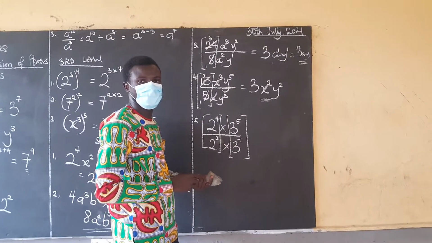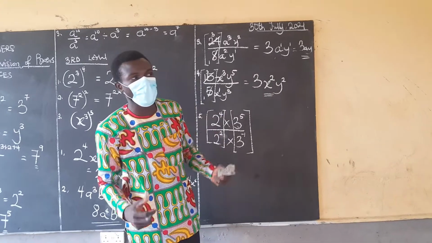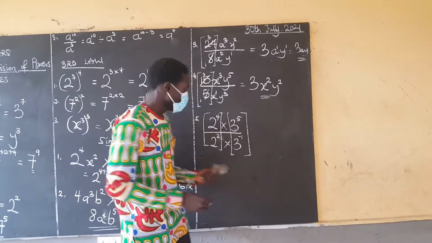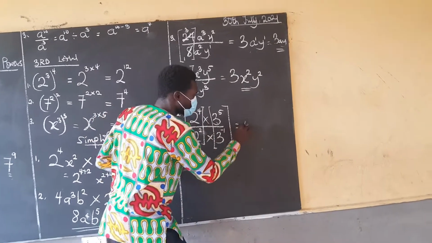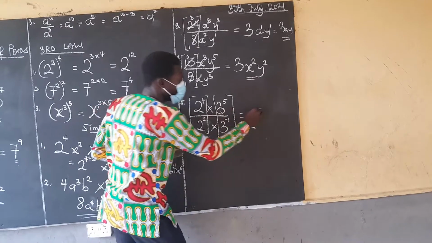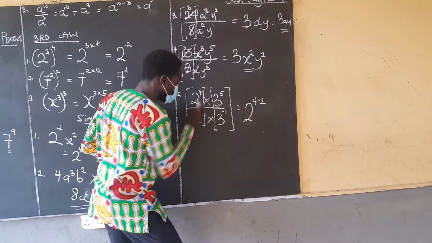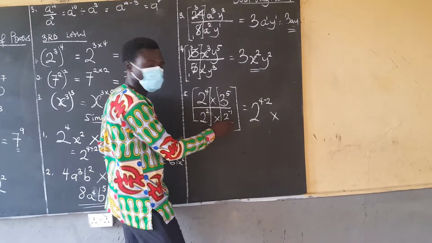And what is the second law saying? The second law is saying that if you are dividing and you have the same base, subtract the powers. So I am multiplying. So I'll pick 1 of the base, 2, and subtract the powers, 4 minus 2. I'm multiplying this times this. Bases are also the same.